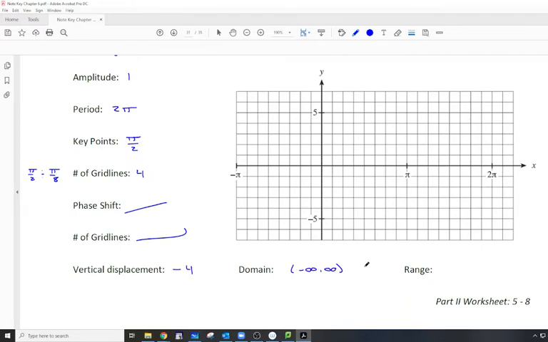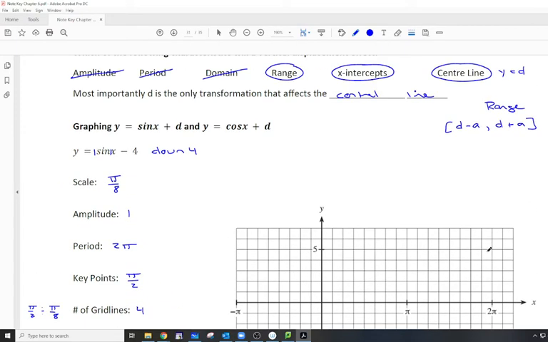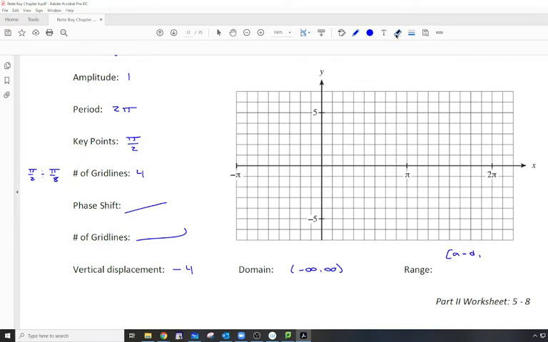Now let's figure out the range before we get started. You don't have to do this, but your range is, oh, did I write that as a minus d? No, good, I did it right. It should have been d minus a. It is your center line minus your amplitude up to your center line plus your amplitude. So for our graph, it's going to be negative 4 minus 1 up to negative 4 plus 1. So I'm predicting that my range is going to be negative 5 to negative 3. And again, I'm doing this without graphing it, which I don't have to do, but I just want to show you that you can. We could figure out range after we've graphed it, and that's okay.